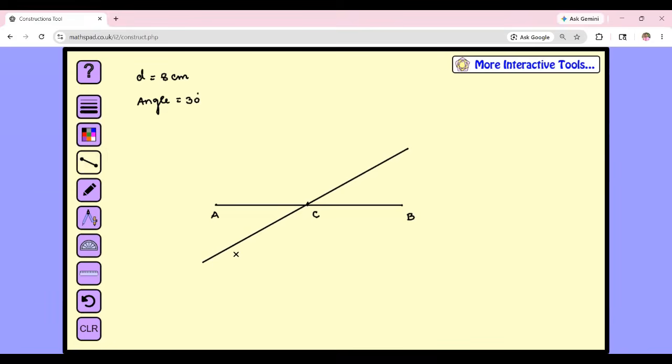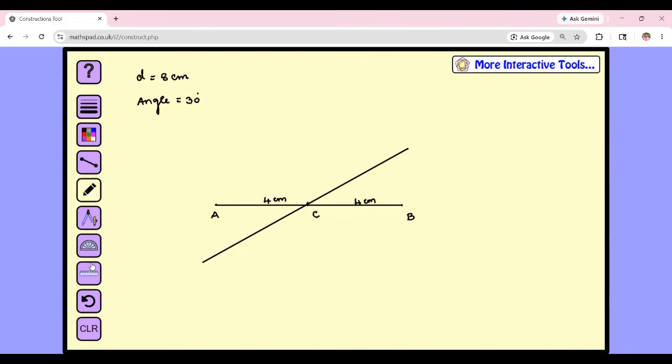Each diagonal should be 8. That means from here to here the total is 8, from here to here will be 4 centimeters, and from C to B this also will be 4 centimeters. Now from C to here that also should be 4 centimeters, because the diagonals are bisected. So I have to mark 4 centimeters from C.